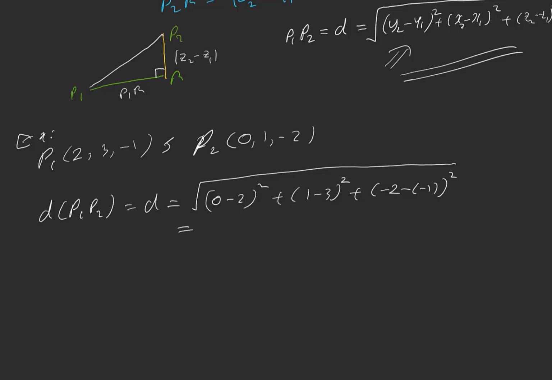When you simplify this, here you see 4 plus here also 4, right? 4 plus here 1 square root which is 3. So that is the distance between P1 and P2.